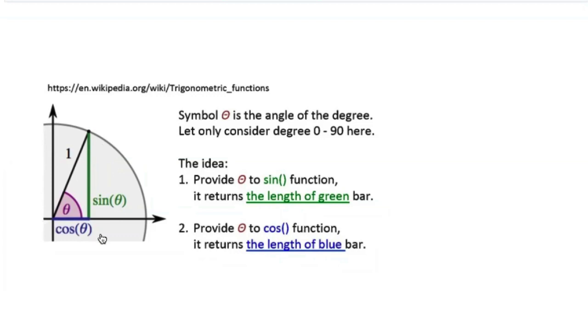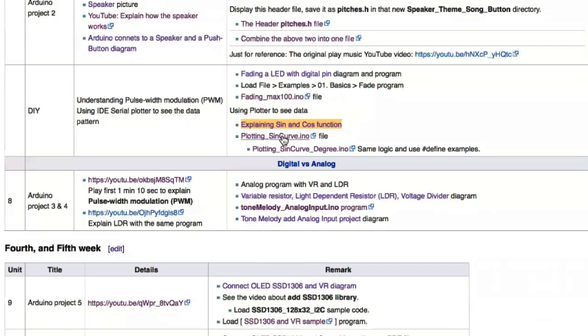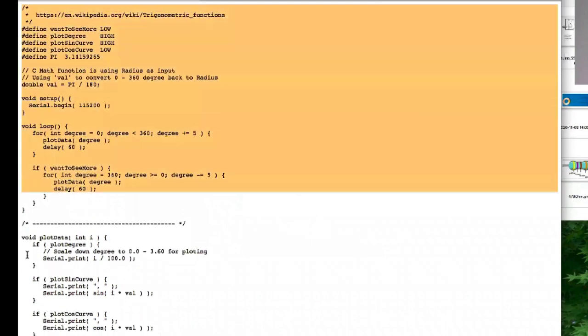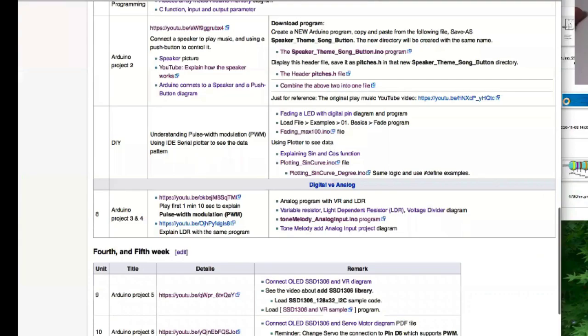So in this trigonometry, we put this number here, let's say 45 degrees, and they will give you this green length, the length of the green bar here below. If you use the sine, they will give you the green, and the blue bar for the cosine, the green for the sine, okay? Now, this is the theory, okay? Let me load a program. This is the program. And then I'm going to put in a new program.